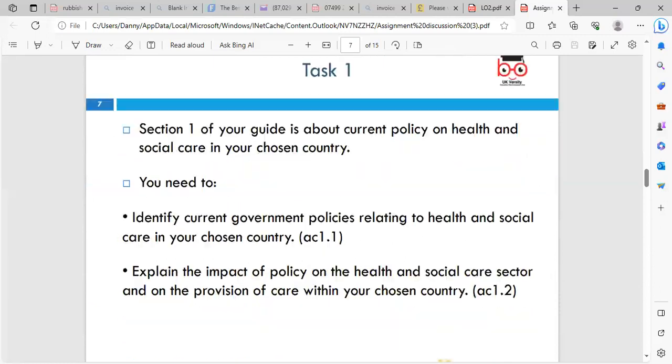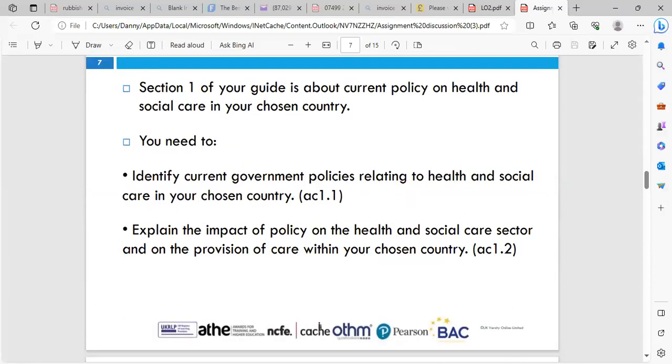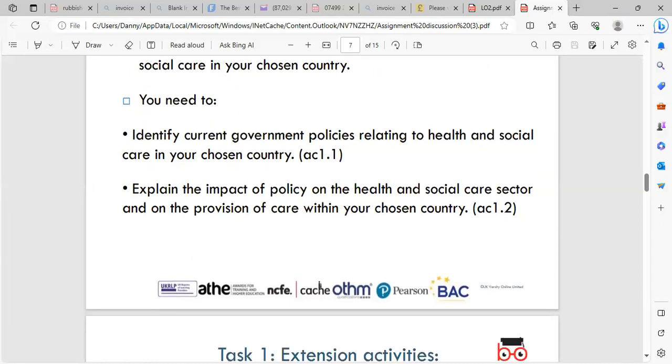So Task 1. You've been asked to write a guide about current policy on health and social care in your chosen country. What you ought to do in the first instance is identify the current government policies of the country that you have chosen relating to health and social care. Then explain the impact of policy on the health and social care sector and on the provision of care within your chosen country.